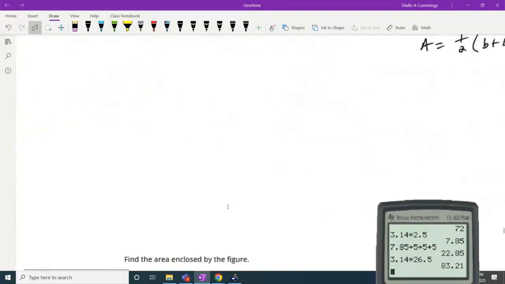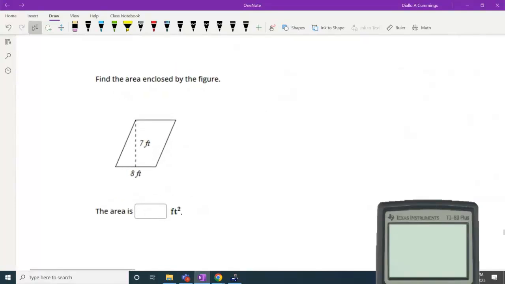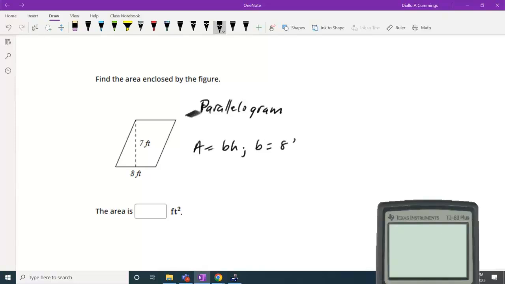All right, let's take a look at some examples. So now here's the first example that you see, and this is actually a parallelogram. Right. And the area for a parallelogram is simply the base times the height. So I'm going to substitute the base for 8 feet, the height for 7 feet.